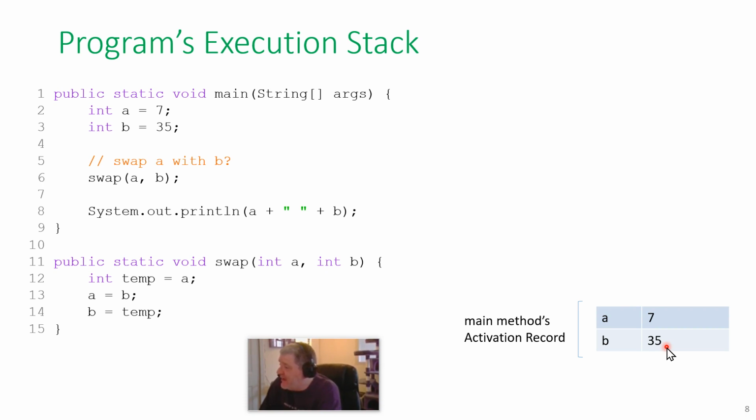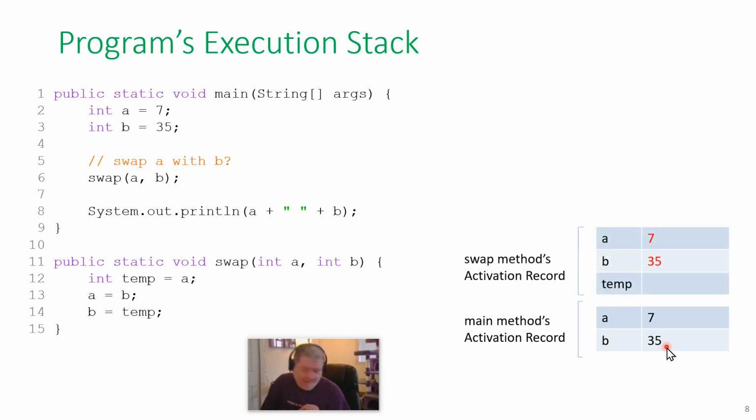Okay. Then I reach line 6 and I call swap. So what happens when you call a method? You enter the code of that method. Whenever you enter the code of a method, an activation record is created. So now I have another activation record. This time it's the activation record for the method swap. For that call to the method swap, I get an activation record. Think of it as scrap memory, a chunk of memory for me to be able to work while I execute the method.